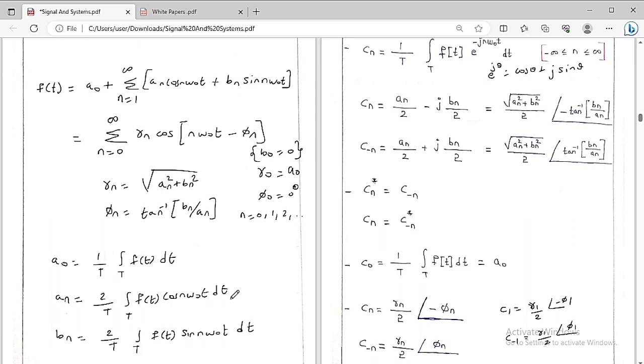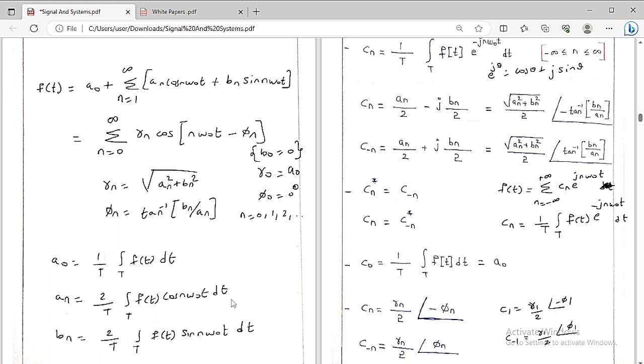So finally, let me write the formula here. f of t is equal to sigma n is equal to minus infinity to plus infinity Cn e to the power of jn omega naught t. Sorry, there is no dt here. Omega naught is equal to 2 pi by T. And what is the Fourier series coefficient? The exponential Fourier series coefficient Cn is equal to 1 by T integration over T f of t into e to the power of minus jn omega naught t into dt.